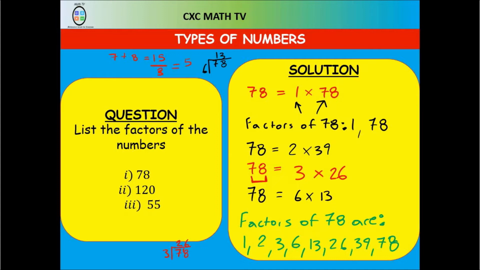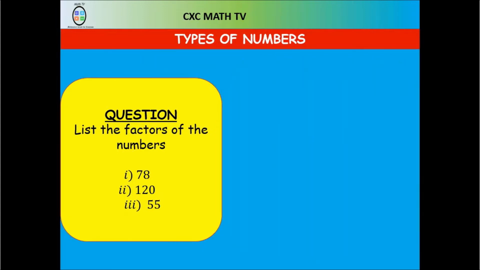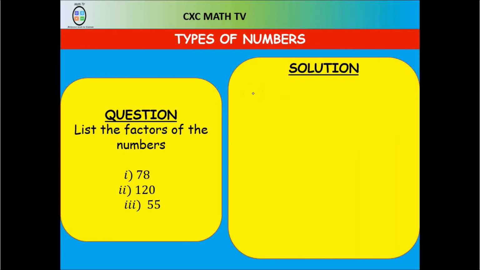Pause the video and find all the factors of 120. Okay, let's do it together now. So for 120, right? We already know the first two. We know 120 is 1 times 120. Easy. Now, the next one. We can always go 2 now, and we know 2 times 60 would give us 120. That's also easy, no problem.